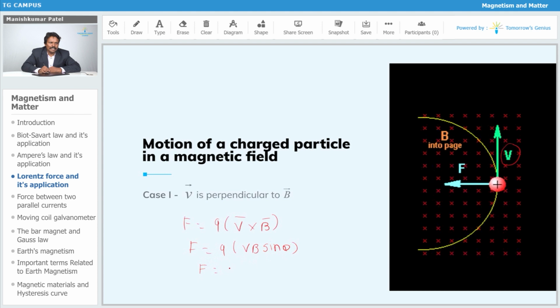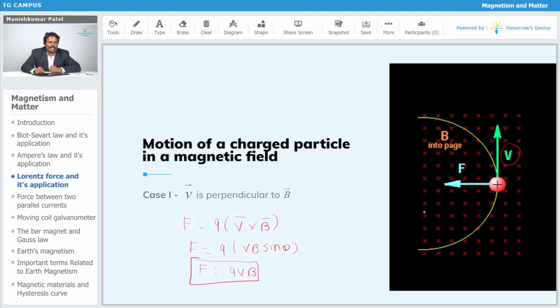Then I can say that this F has to be qvB. So this is the maximum force that is experienced by this charge when you project it exactly perpendicular to the magnetic field. Again, since the direction of your velocity and the force are perpendicular, there is no work done in this case.